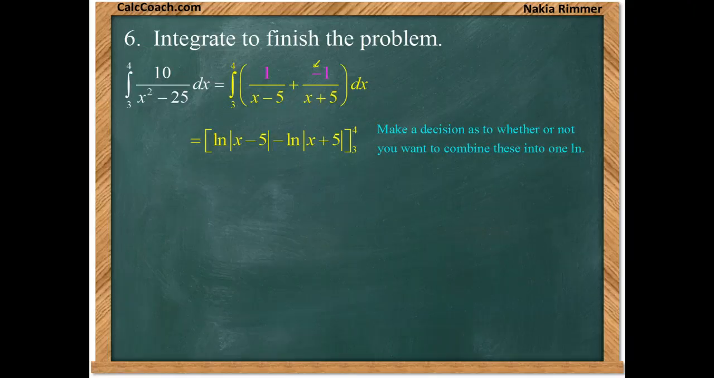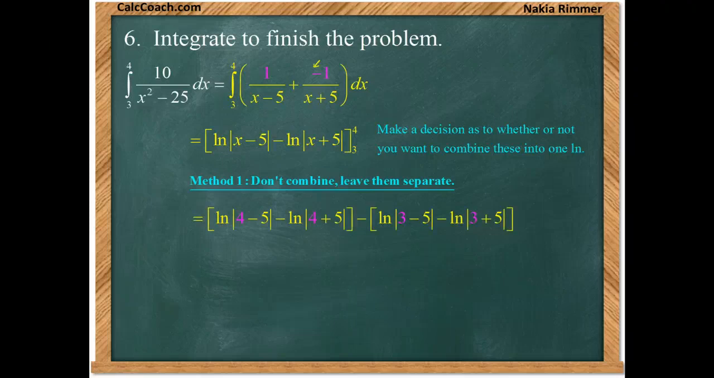The first thing we're going to think about is if we don't combine these into one log. Right now, we have log of A minus log of B. We could combine them into a log. Let's take a look at that secondly. So what we're going to do first is just leave them separate, put the 4 in, and then put the 3 in. You put the 4 in, right place you see an x.